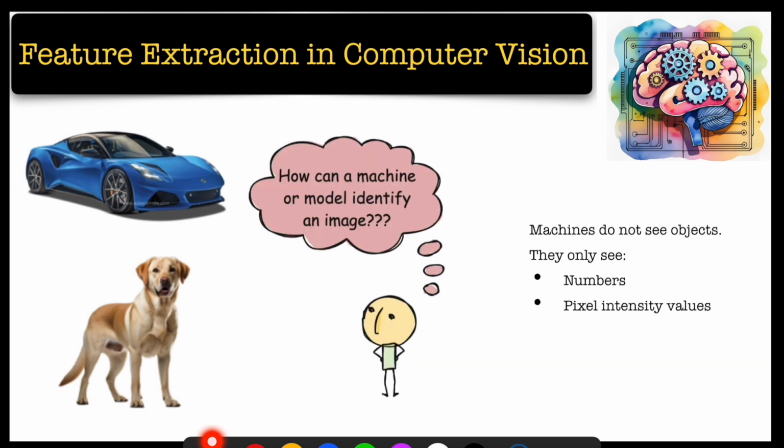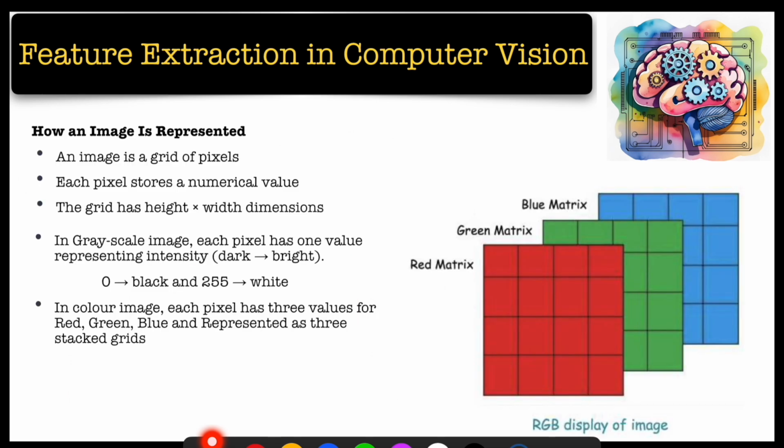But how can a machine or a model identify an image? Machines don't see objects. They just see numbers. For an image, it will see the pixel intensity values. So how is an image represented? An image is represented as a grid of pixels, like a matrix. Each pixel stores a numerical value. The grid will have some height and width, like a matrix with the pixel values.